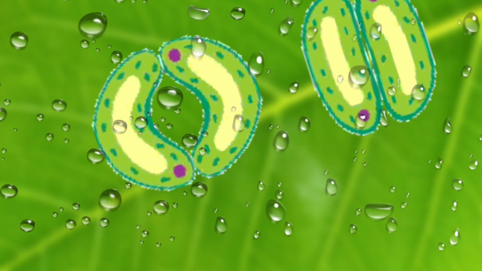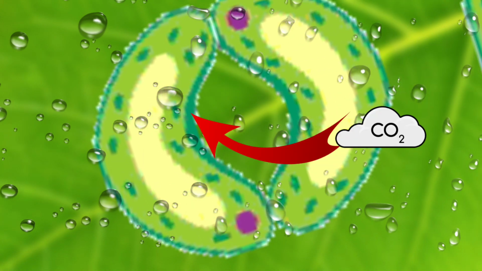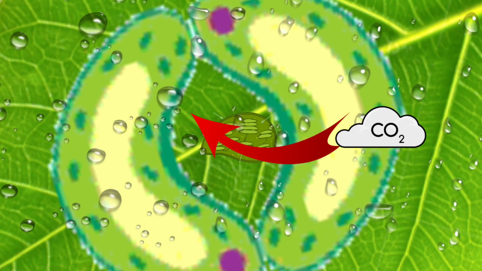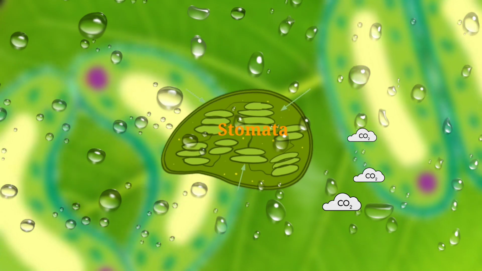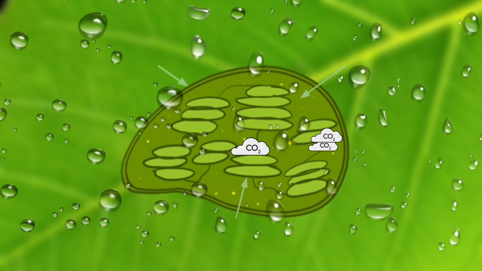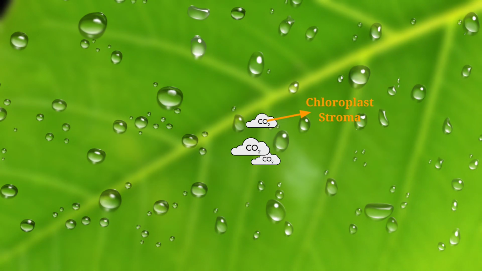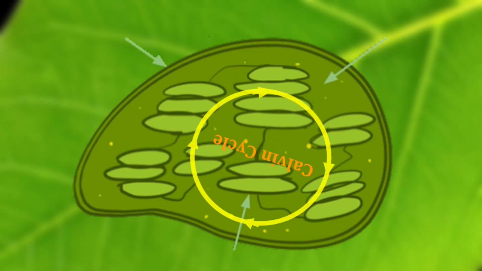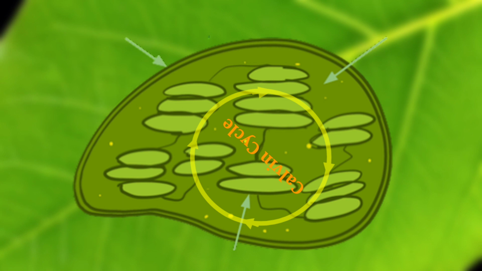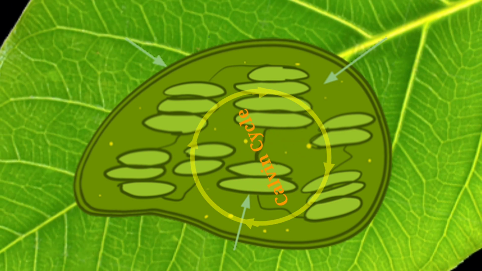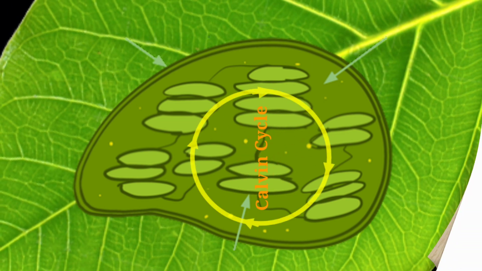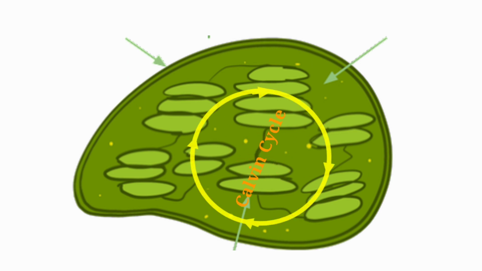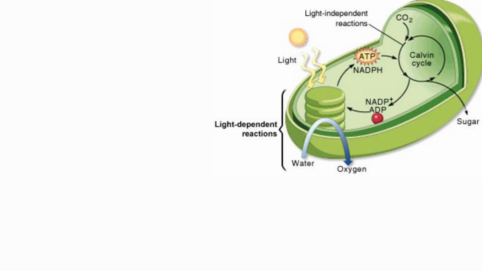In plants, carbon dioxide enters the interior of the leaf through pores called stomata and diffuses into the stroma of the chloroplast, the site of Calvin cycle reactions, where sugar is synthesized. These reactions are also called light-independent reactions because they are not directly driven by light, but rather use the products of light-dependent reactions.